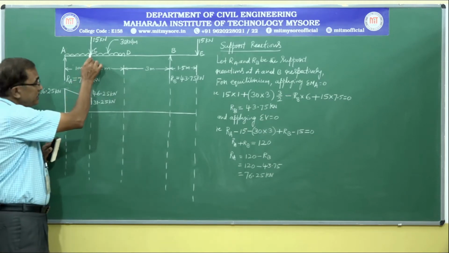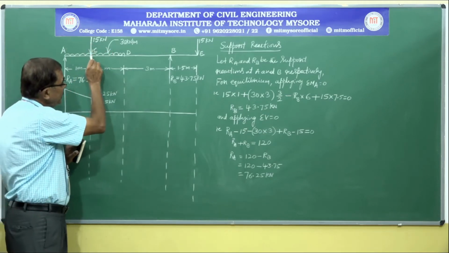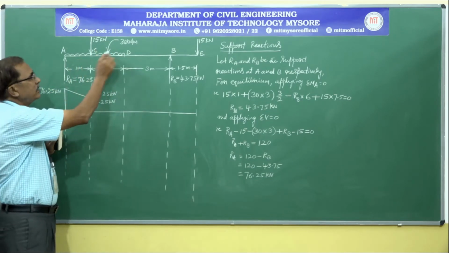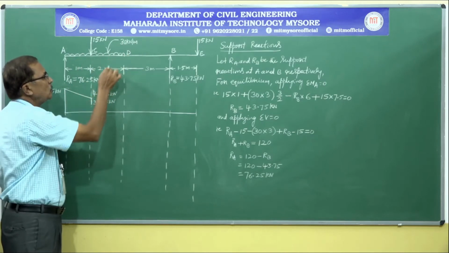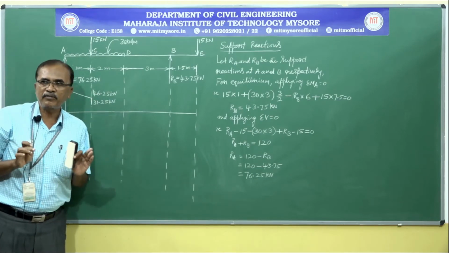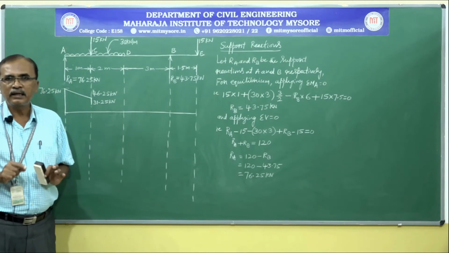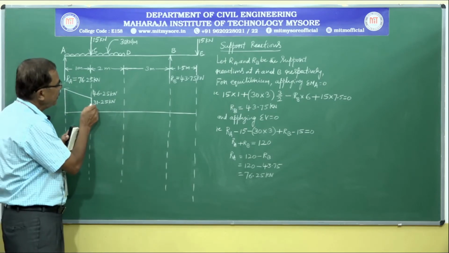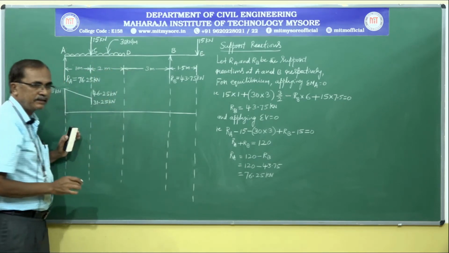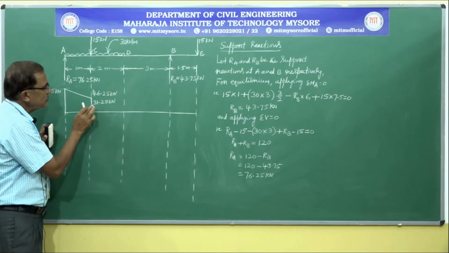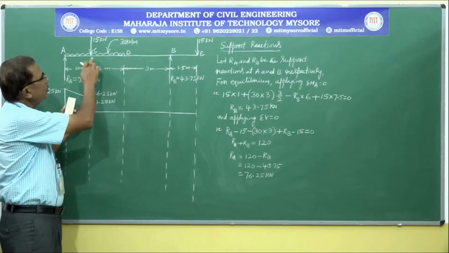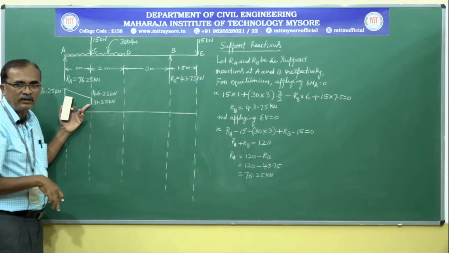Next, after considering the 15 kilonewton point load, again there is UDL between C and D. Now let us convert this UDL to a point load, 30 into 2, 60 kilonewton, and we know the variation of shear force diagram for uniformly distributed load is a linear or inclined line. It has to come down linearly by 60 kilonewton between C and D. So above the reference line there is only 31.25 kilonewton. Forcibly we have to come down by 60 kilonewton.